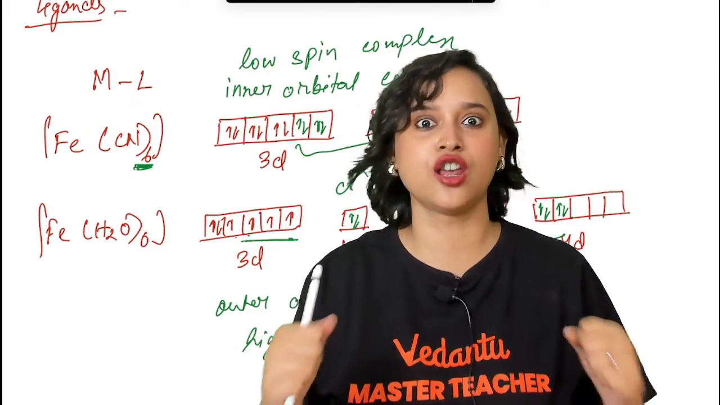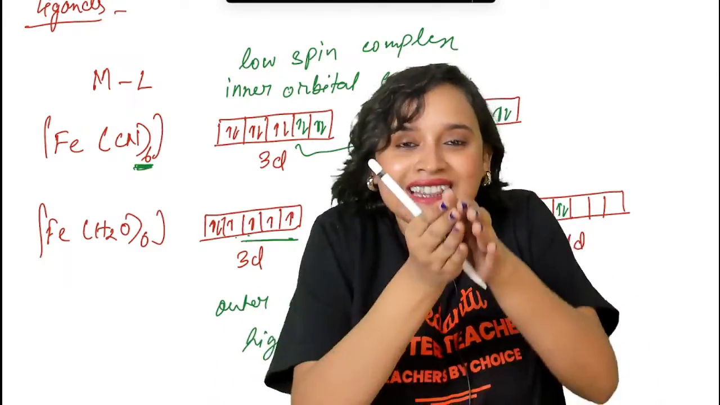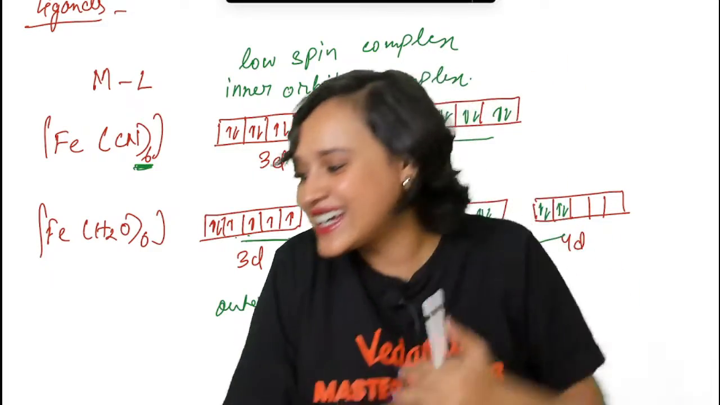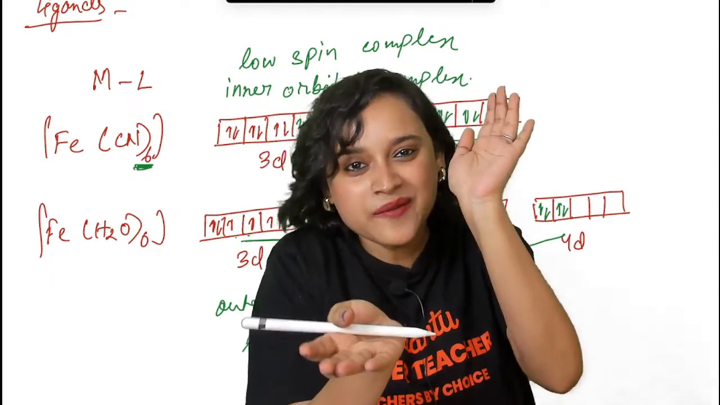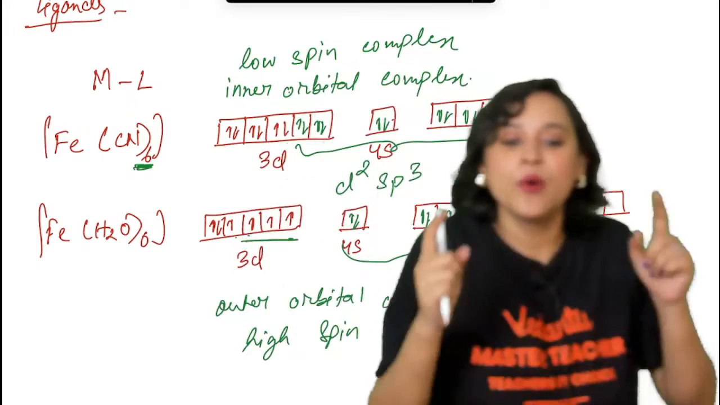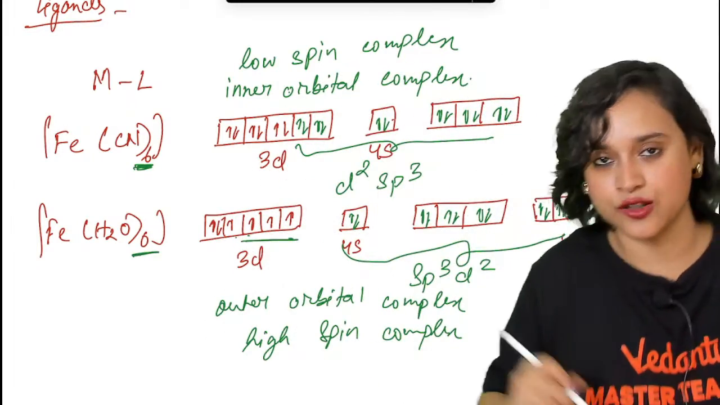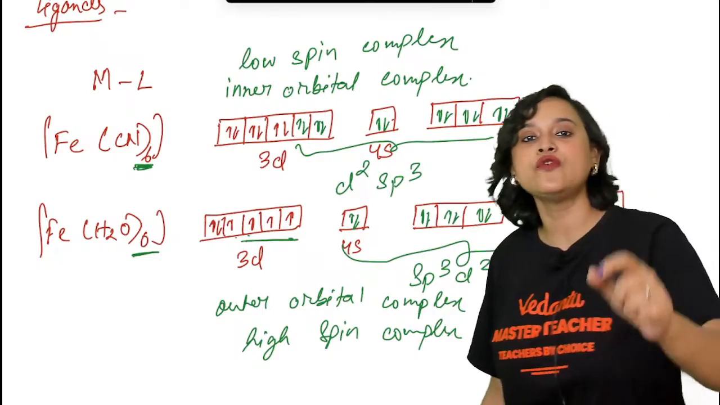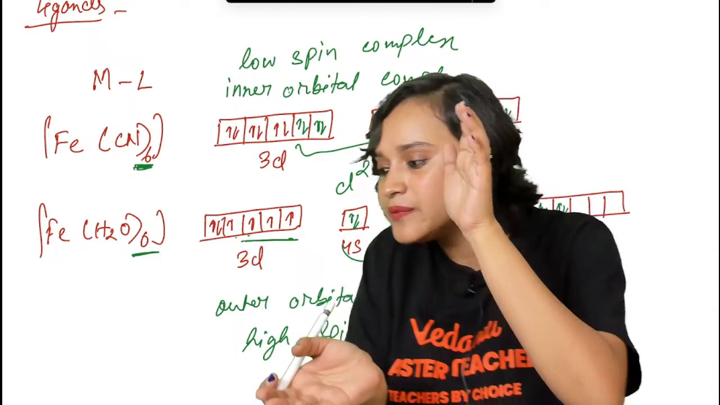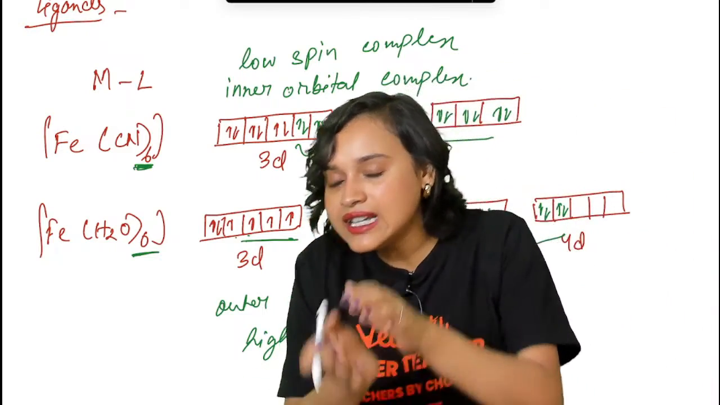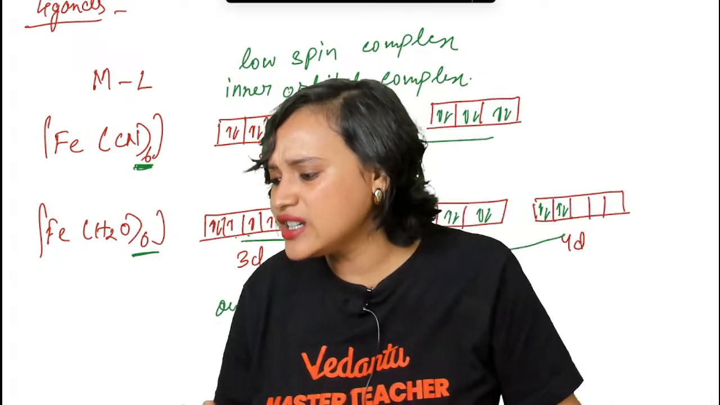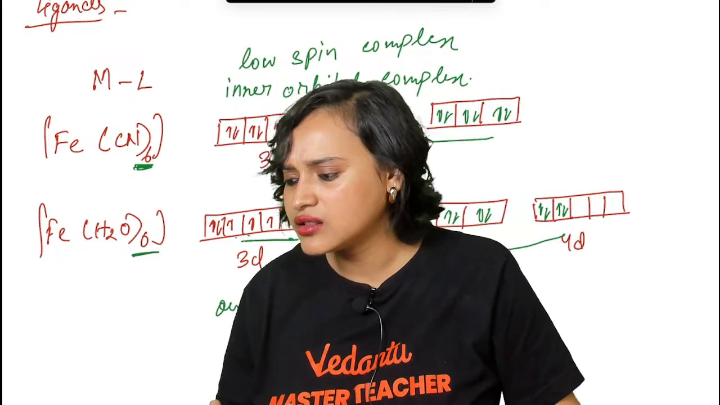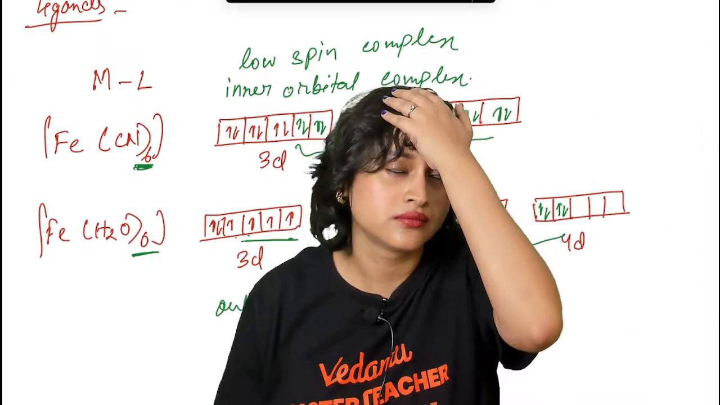The metal will be like, what to do? And there is a split. Whenever there are 6 ligands, they will go for octahedral splitting. H2O is a neutral ligand.